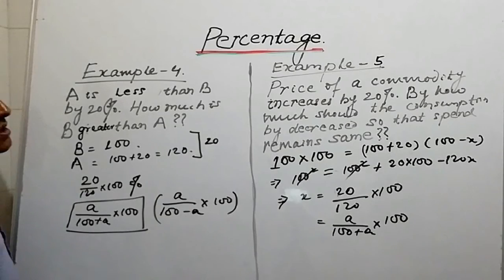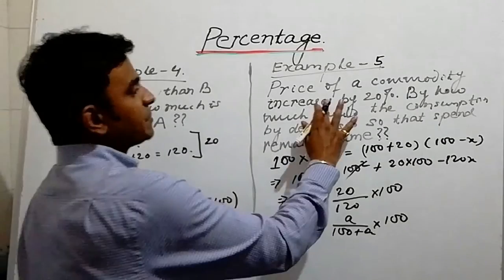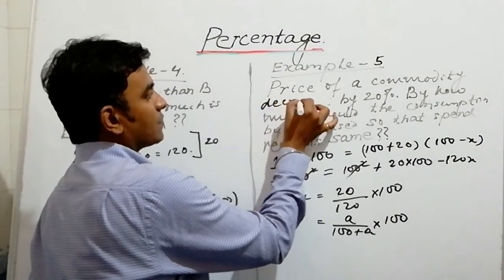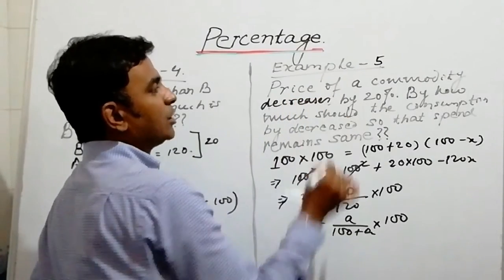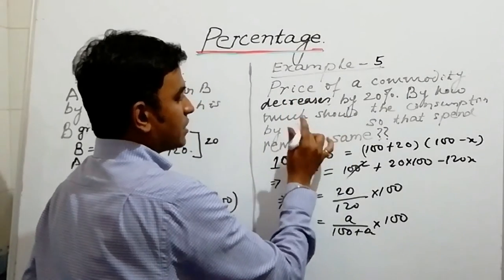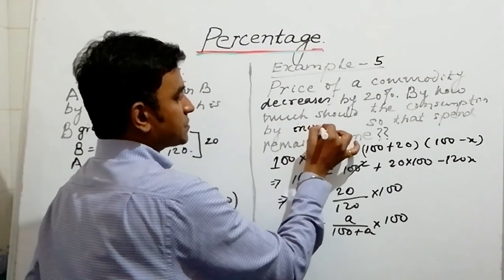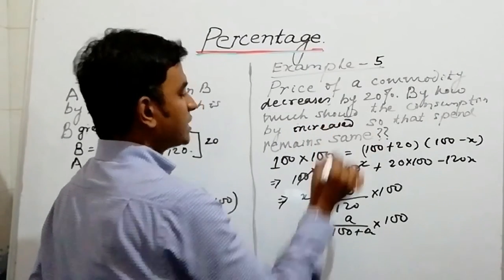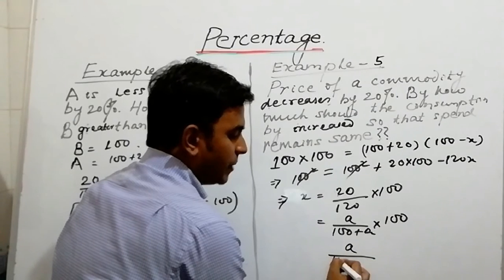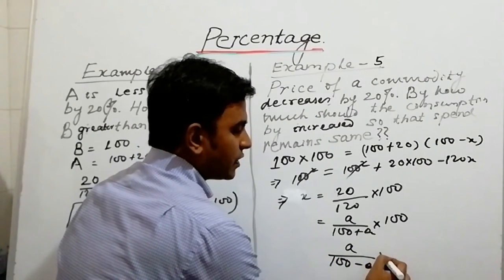Okay? Suppose in this case, इसमें क्या था कि price of a commodity decreases by 20%. By how much should the consumption be now increased so that spend remains same? तो again आपका generic formula क्या हो जाएगा? A divided by 100 minus A into 100.